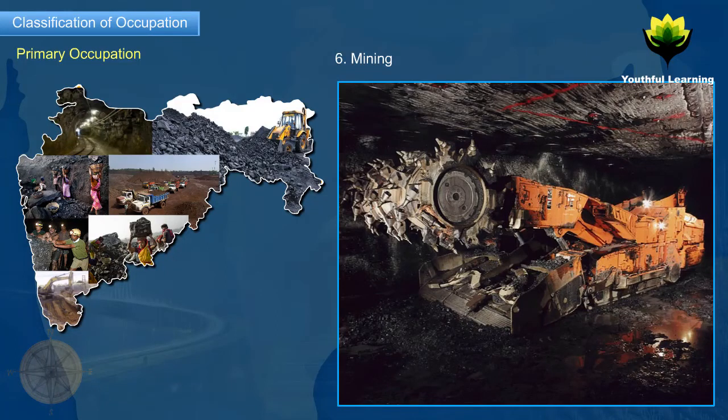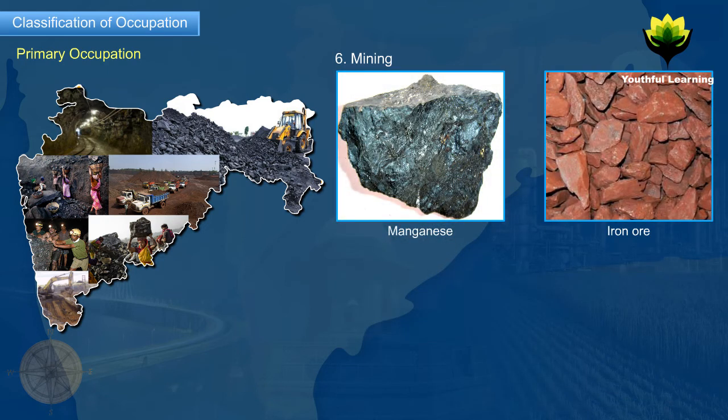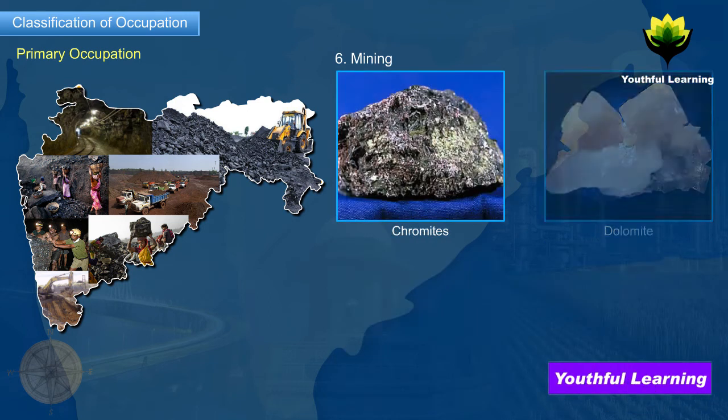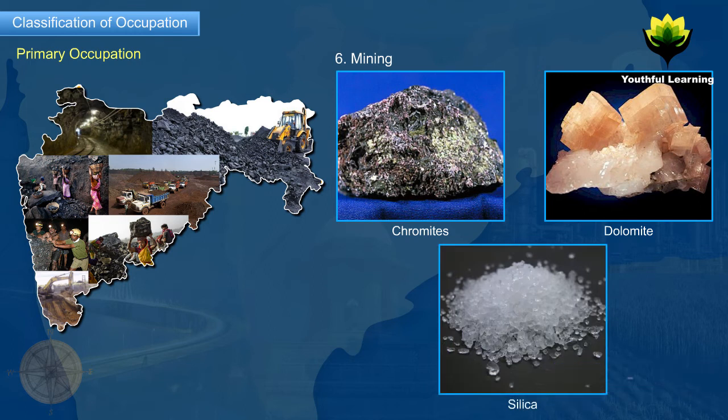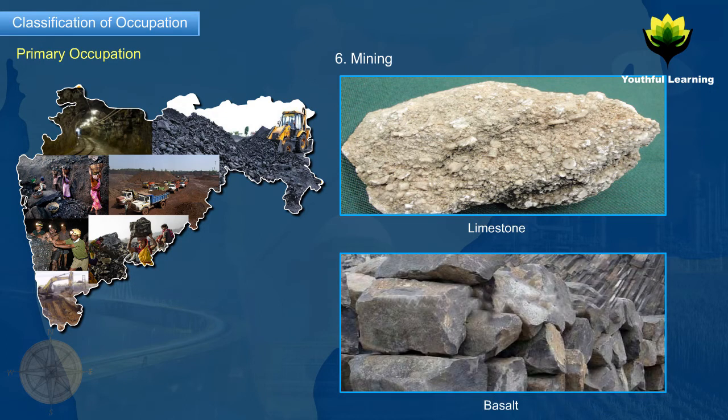6. Mining. The process of digging the earth's crust to extract minerals is called mining. In Maharashtra, mining is carried out to obtain manganese, iron ore, bauxite, limestone, chromites, dolomite, silica, etc. Limestone and basalt quarries are also found in some parts of the state.